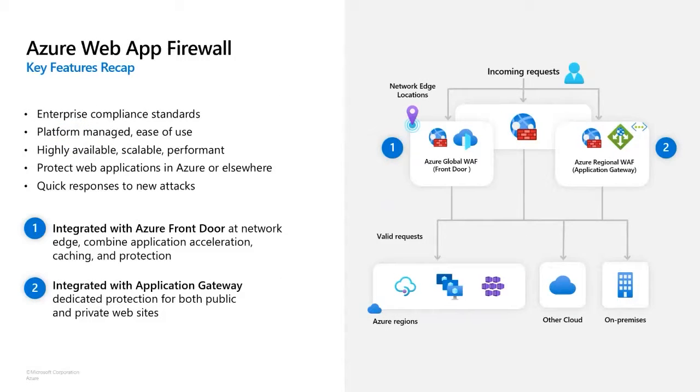Azure Web Application Firewall, or Azure WAF, stands as a guardian of enterprise compliance standards, offering a platform-managed solution that simplifies the protection of your web applications. Whether your applications are hosted in Azure or elsewhere, Azure WAF ensures high availability, scalability, and performance. It is adept at protecting against a spectrum of attacks, providing quick responses to emerging threats. Integrated seamlessly with Azure Front Door at the network edge, it combines application acceleration, caching, and robust protection. Azure WAF also integrates with Application Gateway, offering dedicated protection for both public and private websites, ensuring your web applications are safeguarded.